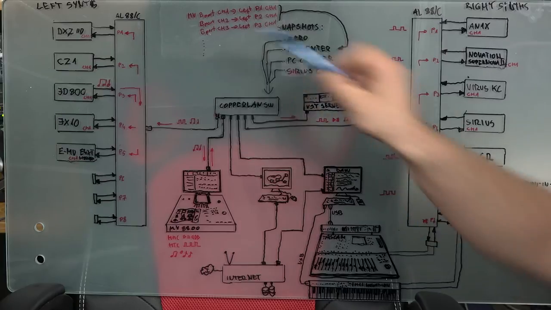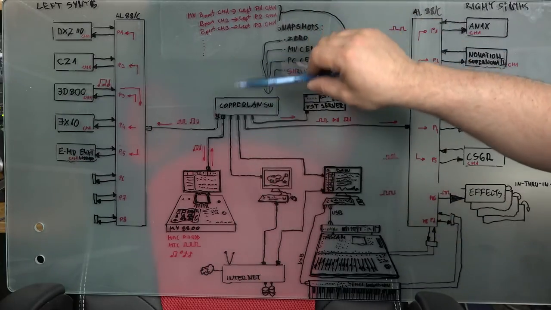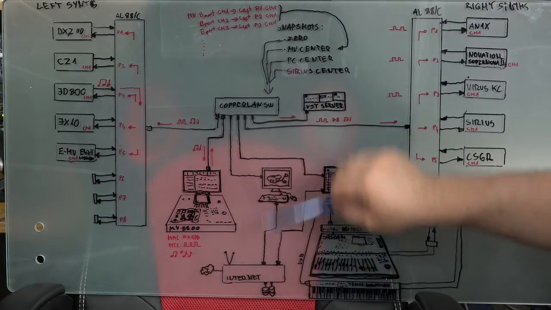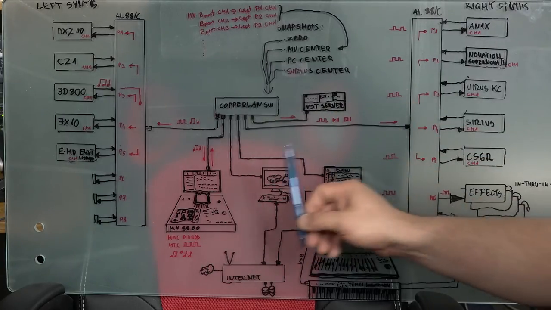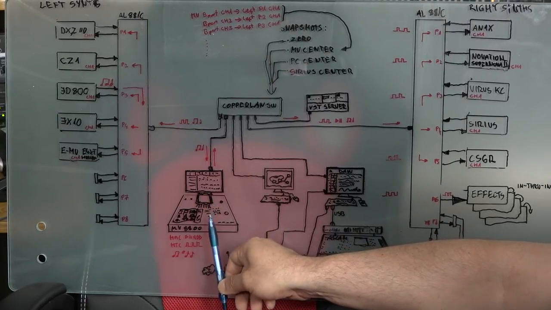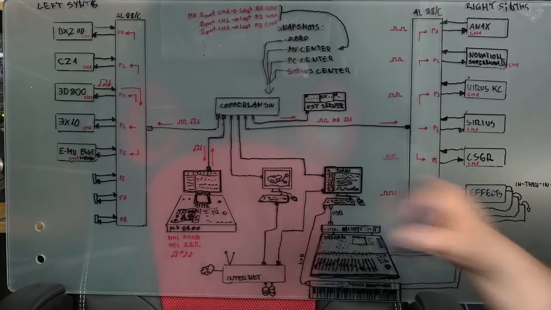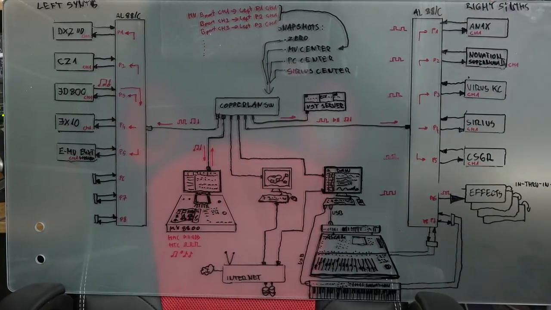So here is my fancy drawing of the whole system, and here you can really understand how everything works when I switch to the MV-8800 as my central unit. It's so simple.